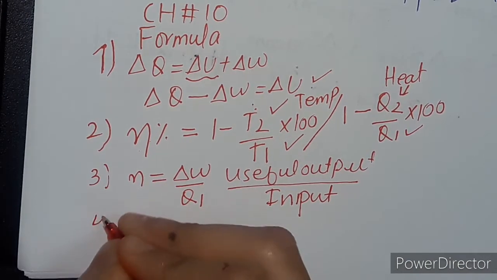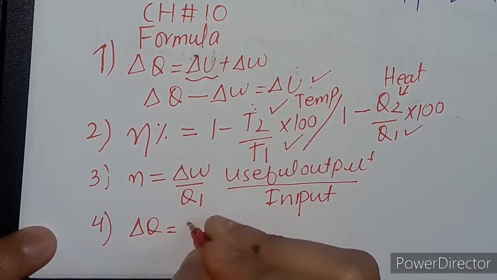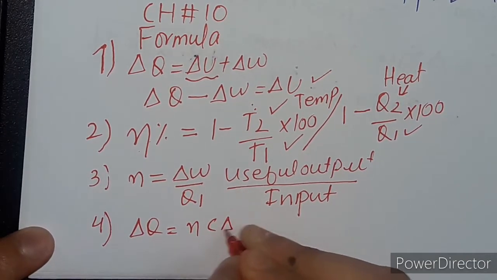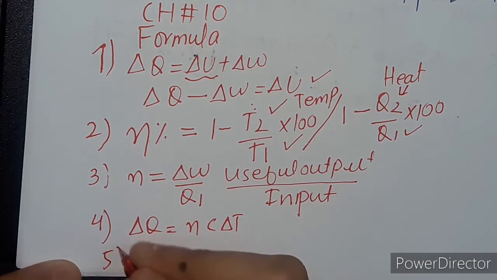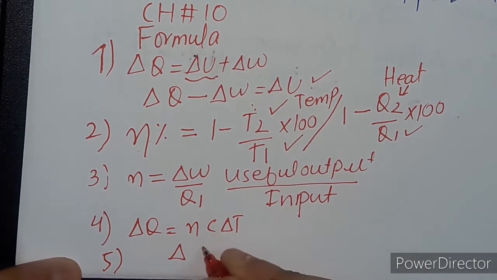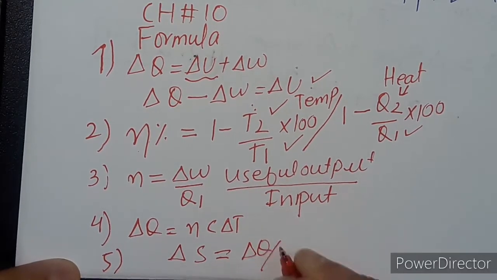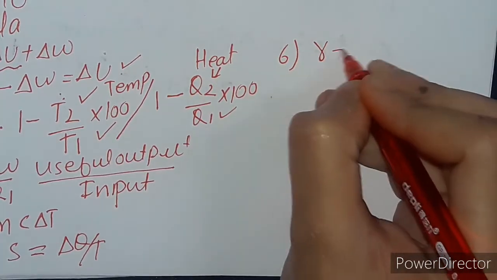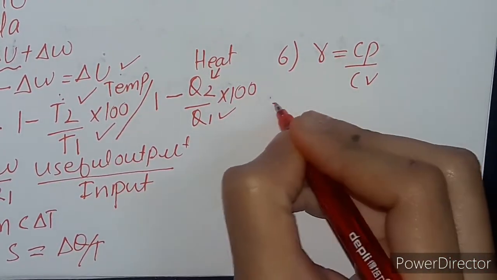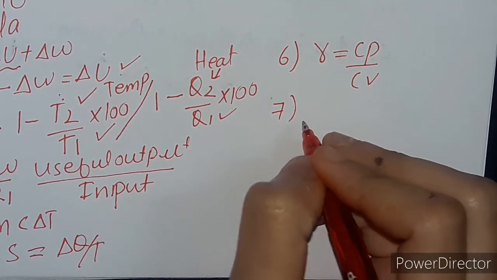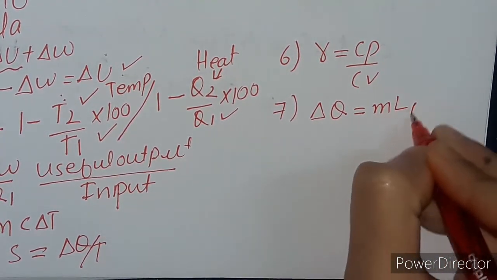Then the fourth formula is del Q is equal to n C del T. This is the molar specific heat formula. The fifth formula is change in entropy, del S, is equal to change in heat divided by temperature. The sixth is gamma is equal to Cp divided by Cv. Then the seventh formula is del Q is equal to m L_f.